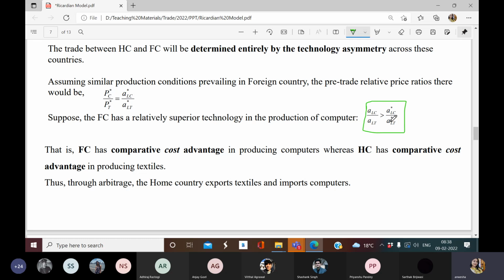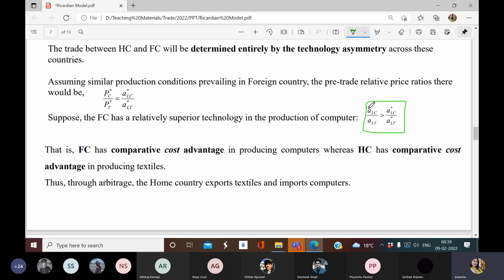The foreign country may have an absolute disadvantage in both the commodities, because LC may be greater than LC star and LT may be greater than LT star. If your unit labor requirement is less, that means you have relative superiority. So the foreign country may have a superior technology in producing both the goods, but the relative superiority may not be the same. The foreign country's relative superiority may be greater in computer.